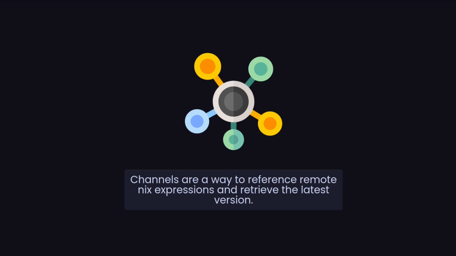So for example, you might have an expression pointing to Nix packages, where Nix packages is a huge list of Nix expressions for installing software. So you can reference in your Nix expression that you want to install VS Code, and you'll be referencing a channel, and then that channel will have an expression, again being the set of instructions of how to install this package on Nix.